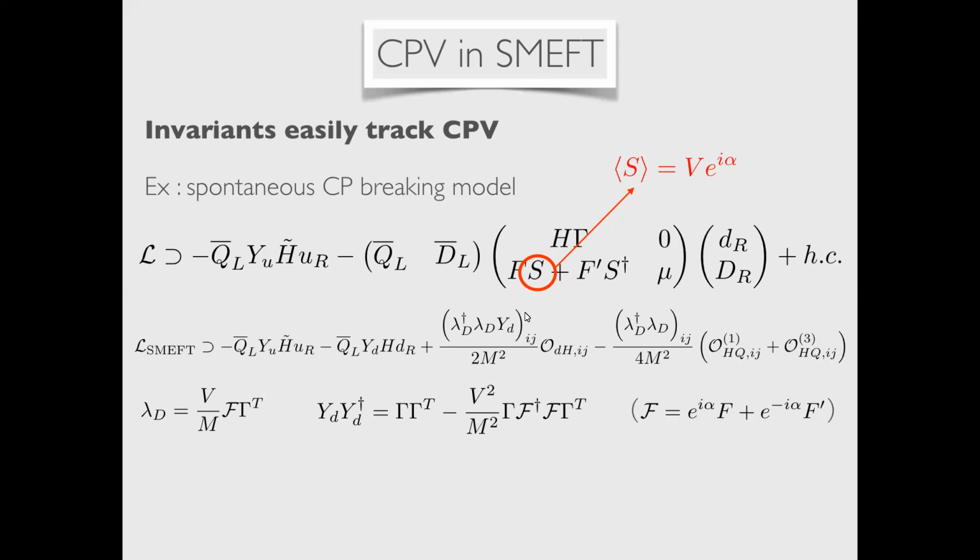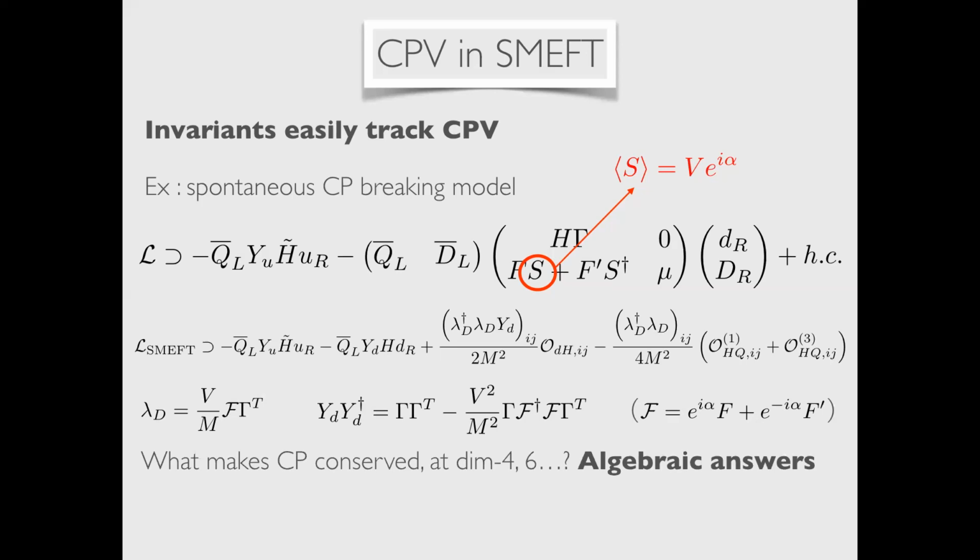So tracking down how the CP violation is transmitted to the SMEFT from the UV parameters is not so easy. You have to diagonalize, go to the mass basis and match to the thing you usually know, for instance the CKM phase. However, if you do it with invariants, it's a matter of a one-line computation.